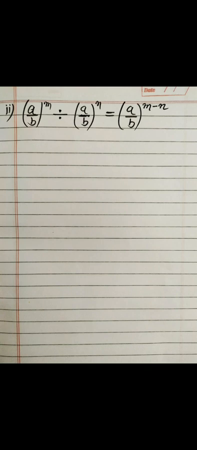In multiplication, if numbers have the same base, then the powers add. And in division, if we have the same base numbers, then the powers subtract. So we will get (a/b) to the power m minus n. Let's solve one question based on this.